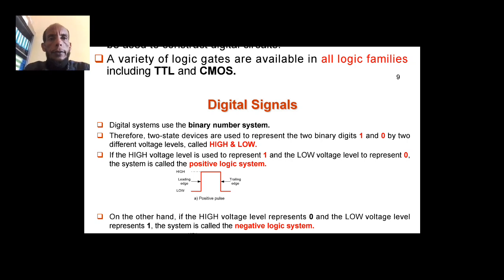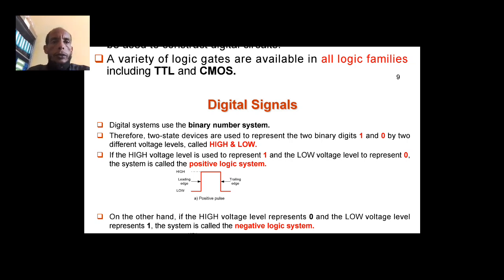Regarding this, we deal with digital signals. What are digital signals? What are digital and analog? You have to understand certain points. Digital systems use binary numbers. The digital signals needed for digital devices use the binary number system. Therefore, two-state devices are used to represent two binary digits, 1 and 0, by different voltage levels called high and low. When we say binary numbers, we don't forget about high or low, meaning 0 or 1, in different voltage levels, which we can call high level or low level.